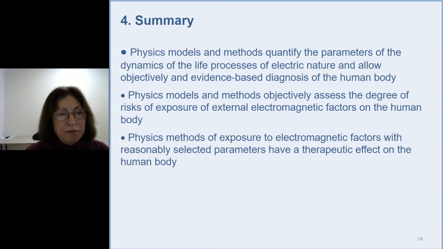So, and what is the summary? Physics models and methods quantify the parameters of the dynamics of the life processes of electric nature and allow objective and evidence-based diagnosis of the human body. An example is the ECG. It is a dynamics characteristic of the electrical nature process in the cardiac muscle. Physics models and methods objectively assess the degree of risks of exposure to external electromagnetic factors on the human body. And physics methods of exposure to electromagnetic factors with reasonably selected parameters have a therapeutic effect on the human body. It is just the heating.